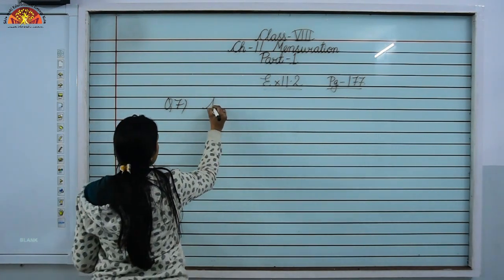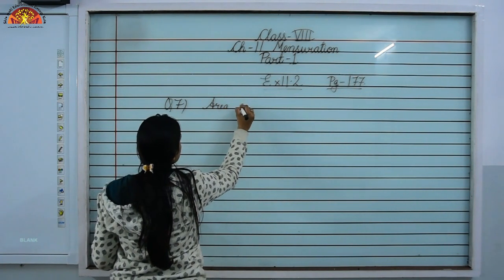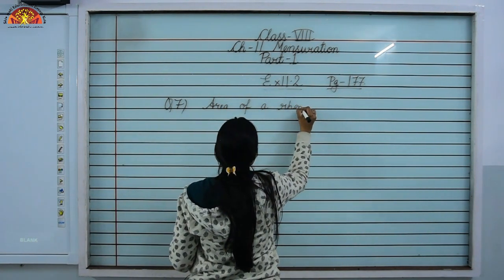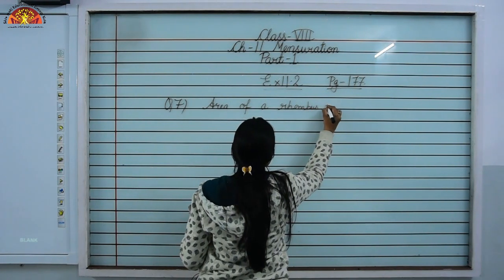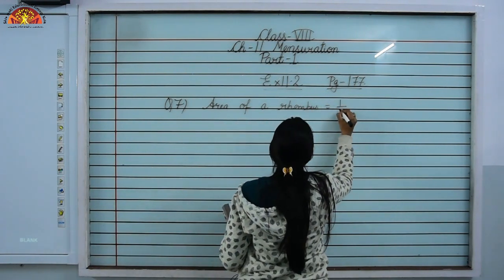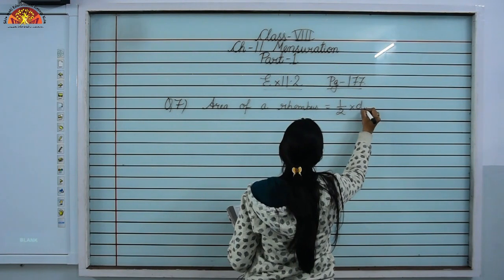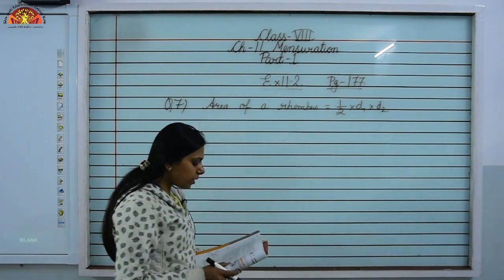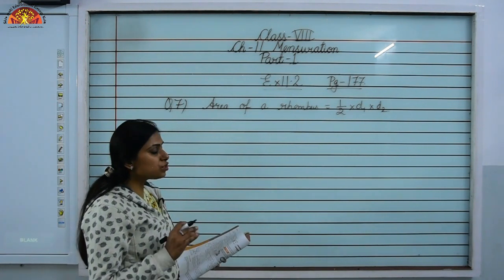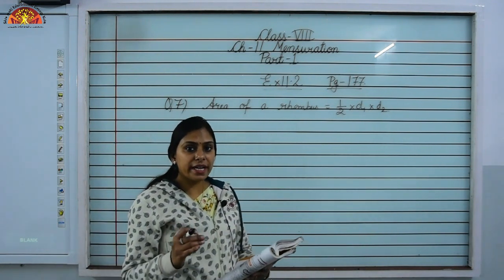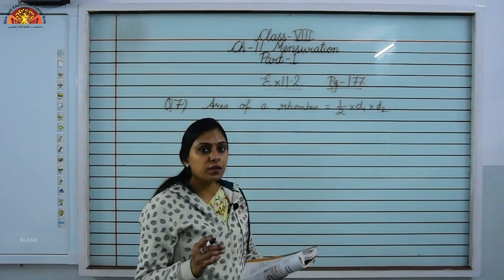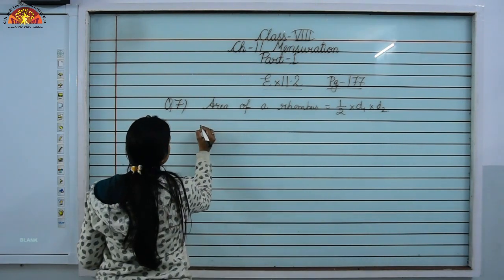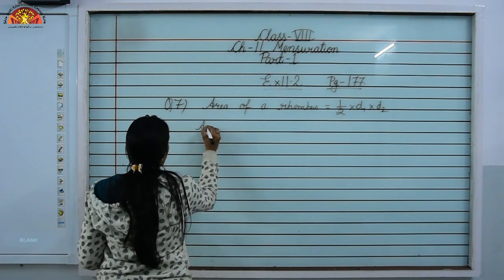That is, area of a rhombus. As you know, the area of a rhombus is equal to half the product of its diagonals, half into D1 into D2. Now as it is given to you, first of all we will find the area of a rhombus shaped tile.